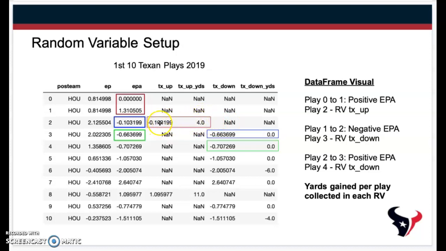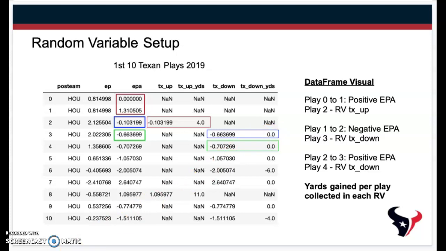So on the next play, we had a negative EPA, but that still gets stored in the positive random variable, and then the yards associated are stored with that. So now when we look at the transition from play 1 to play 2 in the blue box, that's negative. So no matter what, on the next play, we're going to store whatever value we observe in the negative random variable. And again, Texan down represents Y down, and that's going to store the EPA value. And then the down yards is going to store the expected value of yards gained. So in this particular scenario, no yards were gained, and so on and so forth.